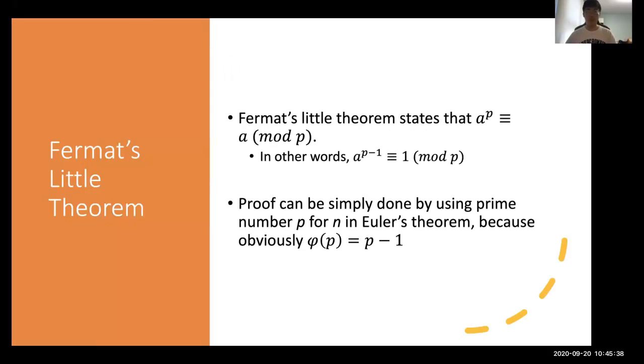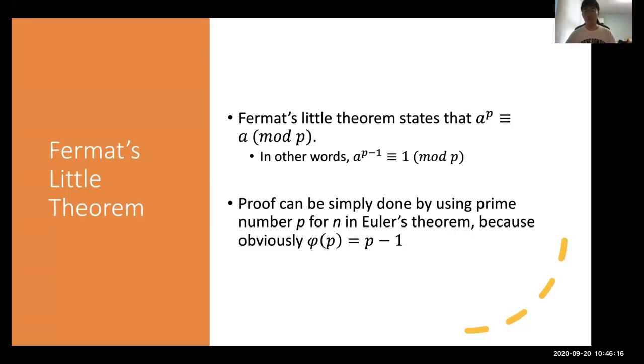And then lastly, it's Fermat's little theorem. Fermat discovered many theorems, and this is the one which is named Fermat's little theorem. This states that a to the p is congruent to a in modulus p. In other words, a to the p minus 1 is congruent to 1 in modulus p. So for example, if we take any number a, like 20, 20 to the power of 10 will be congruent to 1 in modulus 11 because we are taking the power of p minus 1.